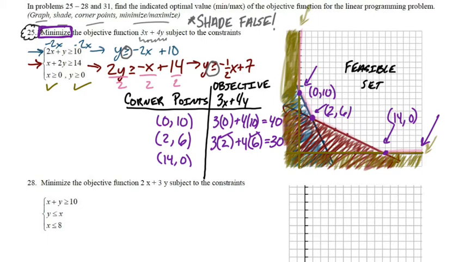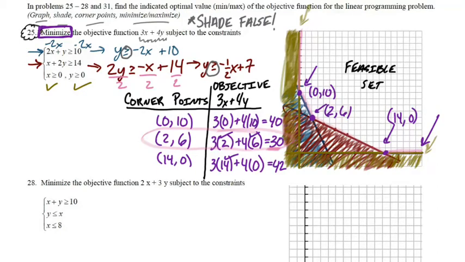Last but not least, 3x plus 4y. That's our objective function. Plug in 14 for x here, 0 for y. 3 times 14, that's 42 plus 0, 42 for the overall value. So our answer is staring us in the face here. Our minimum value is 30, which occurs at 2, 6.